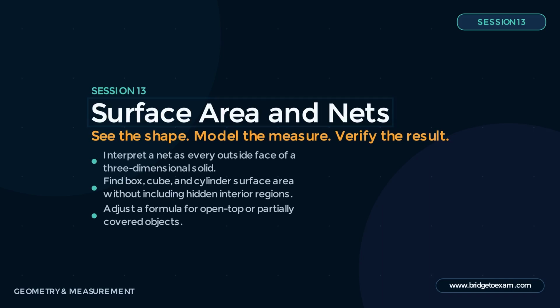Welcome to Session 13, Surface Area and Nets. We will build the idea visually, solve a complete example, and finish with a short independent check. By the end, you will be able to interpret a net as every outside face of a three-dimensional solid, find box, cube, and cylinder surface area without including hidden interior regions, and adjust a formula for open top or partially covered objects. Keep the diagram, the calculation, and the unit connected at every step.